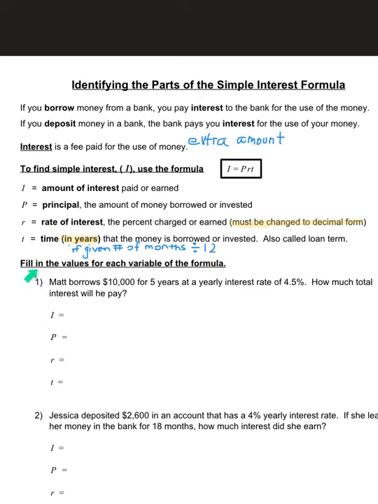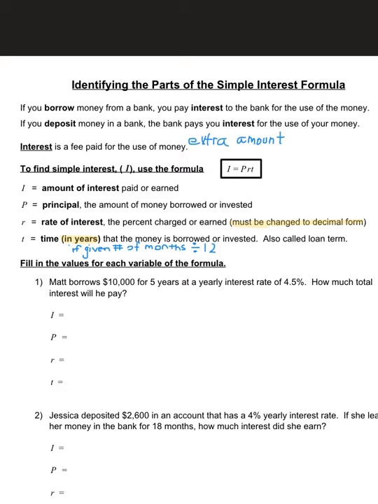All right, so directions say fill in the values for each variable of the formula. Matthew borrows $10,000 for 5 years at a yearly interest rate of 4.5%. How much total interest will he pay? Okay, so out of all these variables, in my opinion, the easiest ones to start off with would be the R and the T, because I know the R, if I look above, is the percent, and when I look in the problem, I'm like, oh, there's my percent, 4.5%.